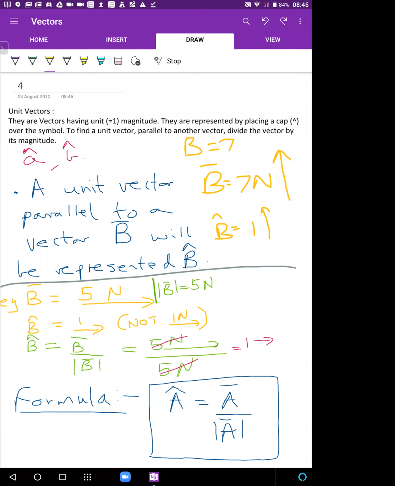So this therefore is the general formula for finding your unit vector. To find the unit vector along any other vector, divide the vector by its magnitude, and that's an important formula. For now its use seems very simple, but as we learn further, this formula will become an important formula to use. Any doubts on this page?